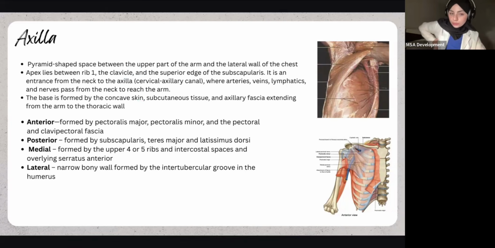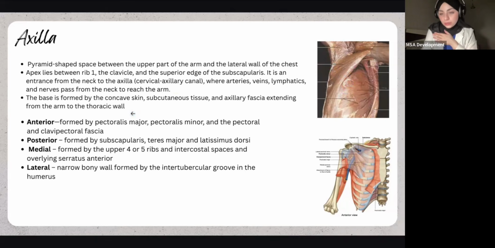Anyways, the base is formed by skin, cutaneous tissue, and axillary fascia, and it extends to the thoracic wall or the medial wall. Now again, anteriorly, it's just right here. The muscles are pectoralis major and pectoralis minor, and the pectoral and clavipectoral fascia. To describe fascia very simply, it's the glistening tissue that you see on cadavers, a sticky connective tissue that allows the skin and the muscles to adhere together.